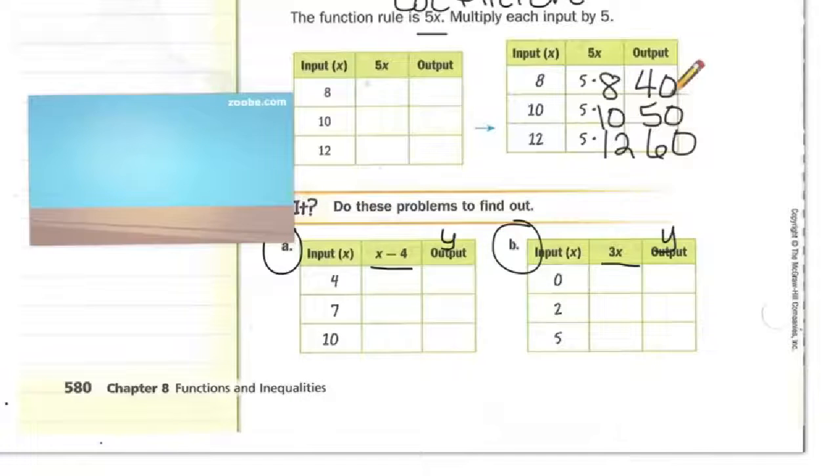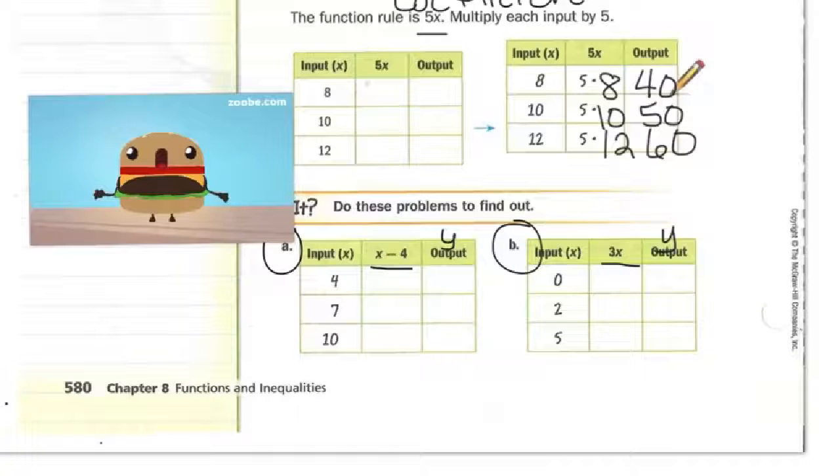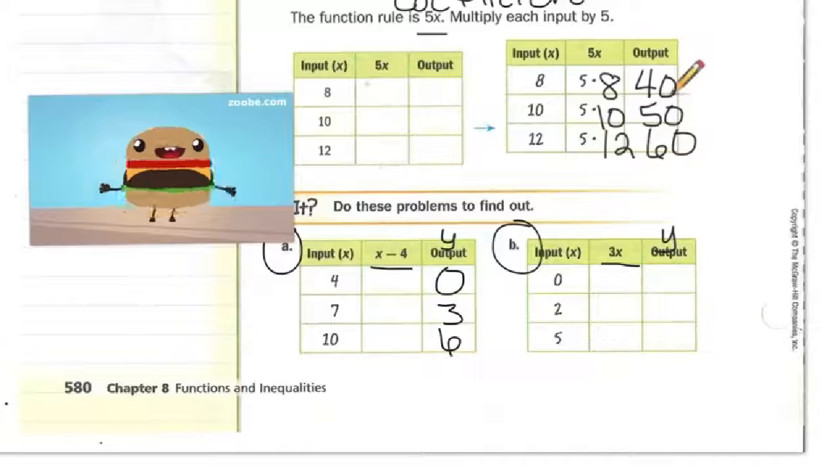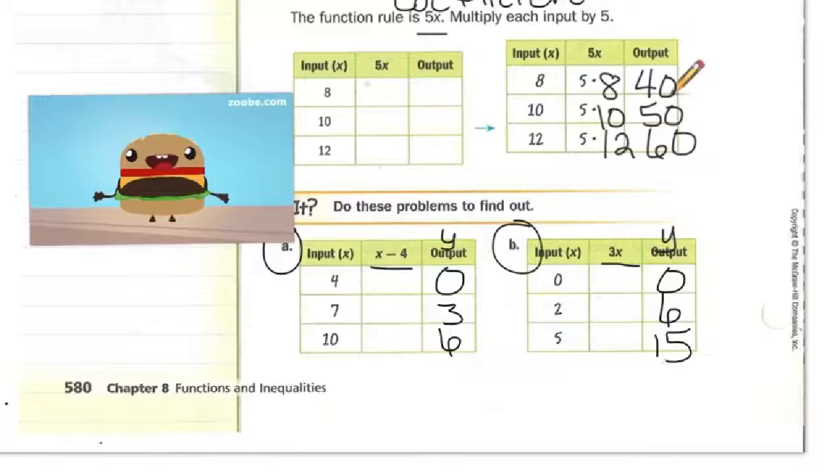Okay, hopefully you had time to solve problems A and B. Let's meet up with our new function helper and get the answers to these problems. Hey there, I'm Freddy Functionburger, and I've got some answers for you. For problem A, your output should have been 0, 3, and 6. For problem B, your output should have been 0, 6, and 15. If you didn't get those answers, please check with your teacher.